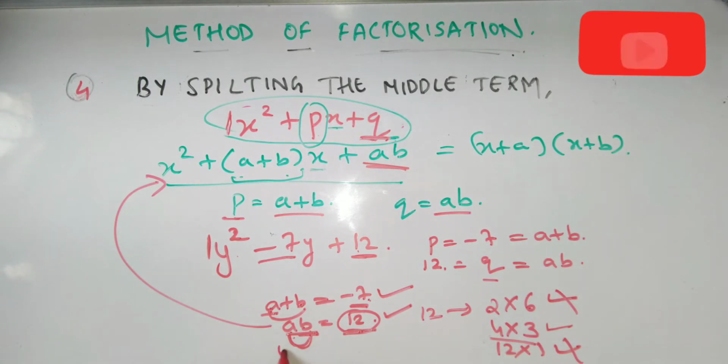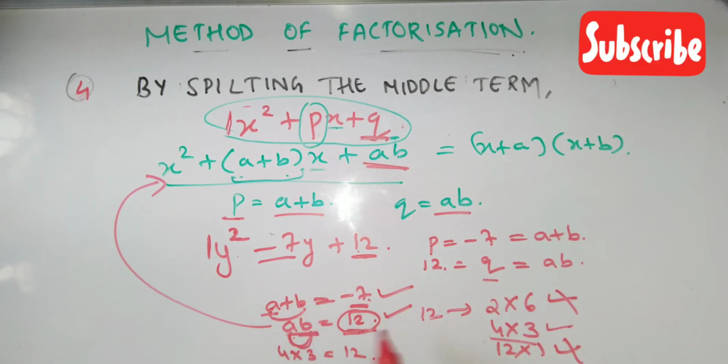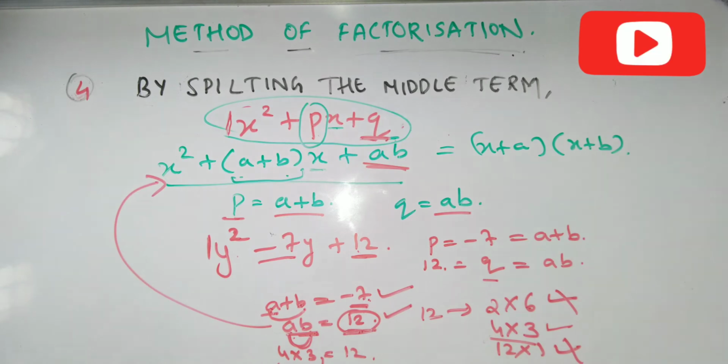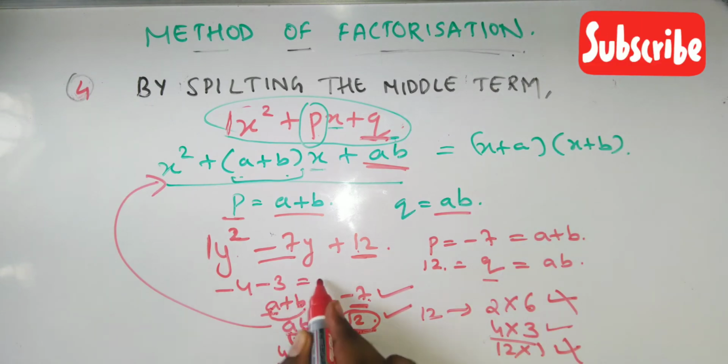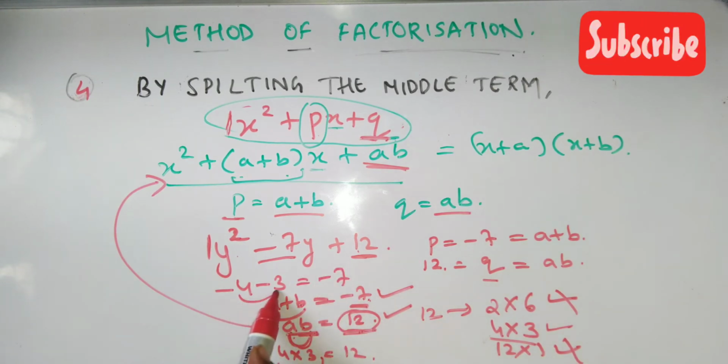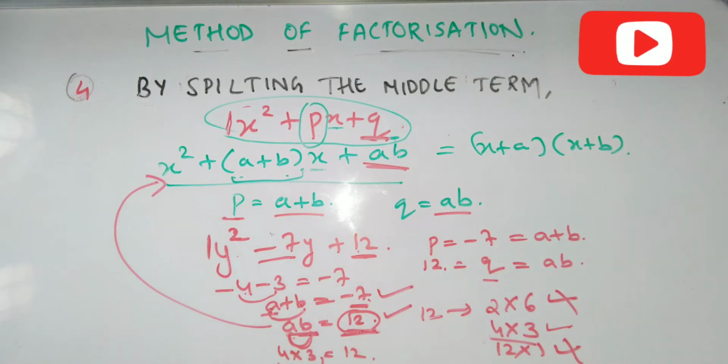So I will take 4 and 3. See here, 4 into 3 is 12. 4 plus 3 is 7, correct? It's 7, but it's not minus 7. So we should make it minus 7. How to do that? I can write minus 4 minus 3. Minus 4 minus 3 is minus 7. And when I multiply minus 4 into minus 3, I will get plus 12. In that way you have to think.